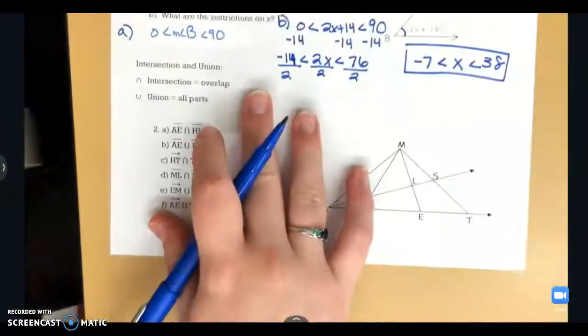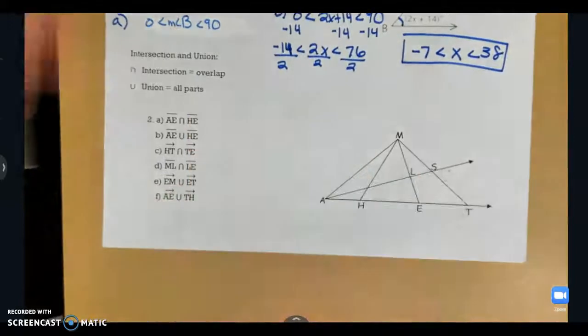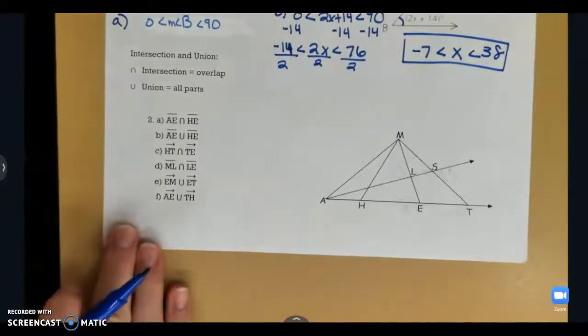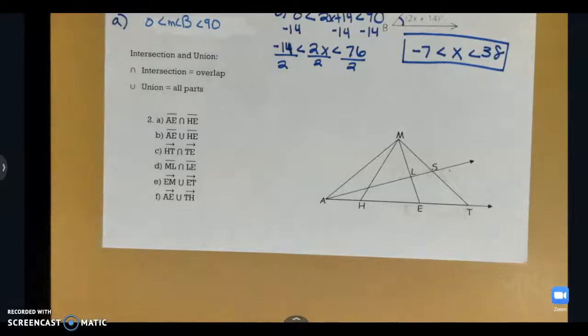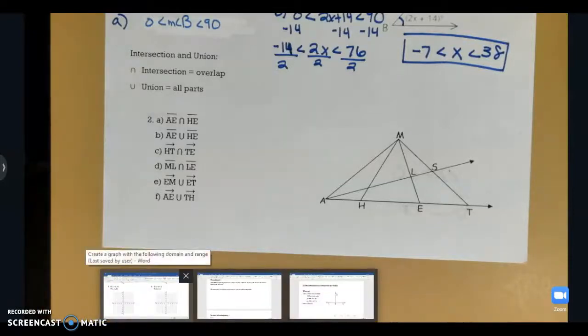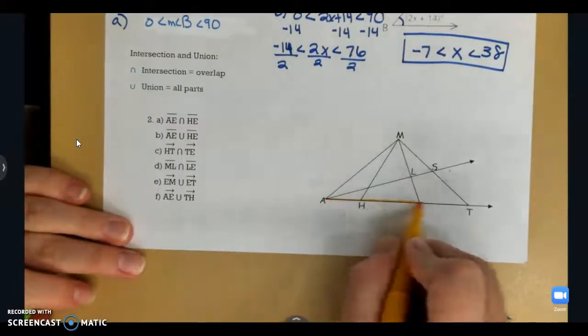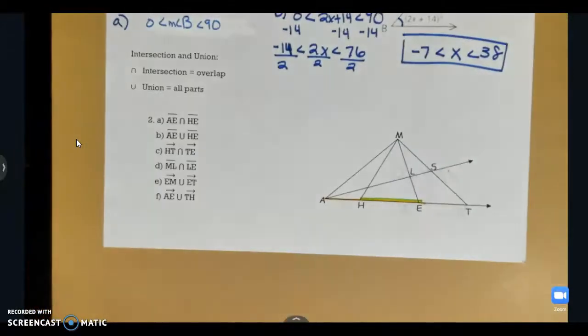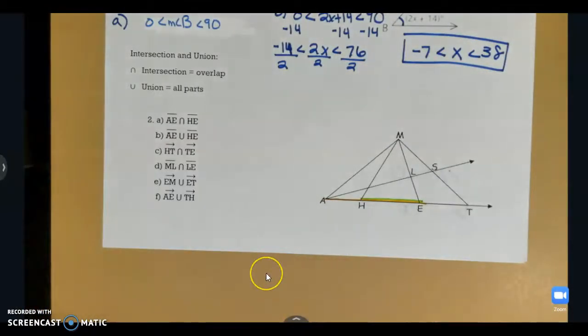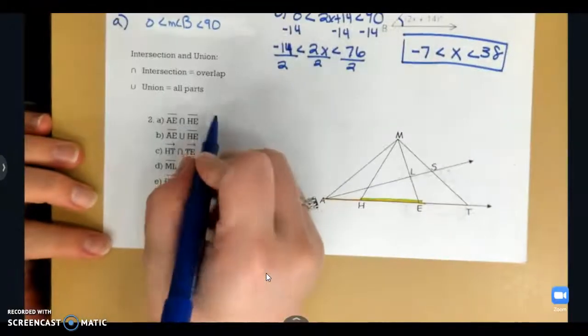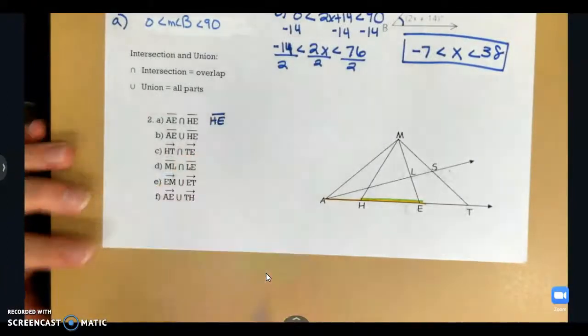And last but not least, we've got another good intersection and union problem. You should be familiar with this from your homework assignment where you just had to watch the video. And to make this easier to see, I'm going to color code my drawings here. So, starting with part A, we are looking for the intersection of segment AE and segment HE. So remember, intersection is where they meet, where they overlap. And the place where they overlap is segment HE, this entire segment and all the points in between it. So segment HE.